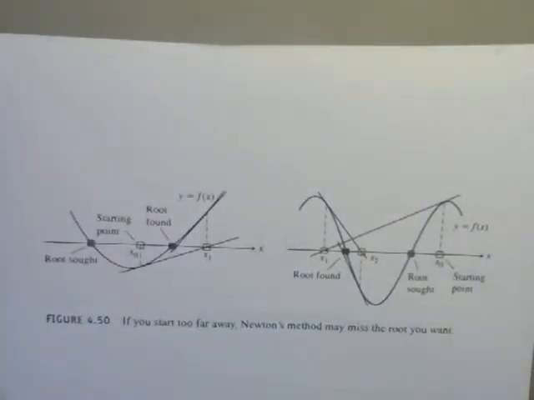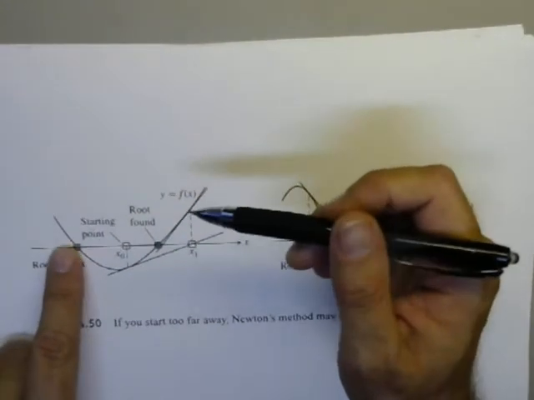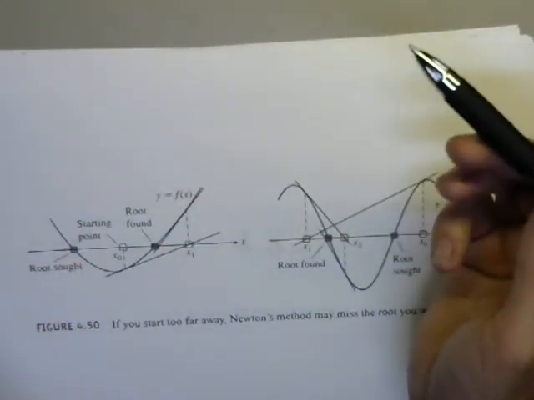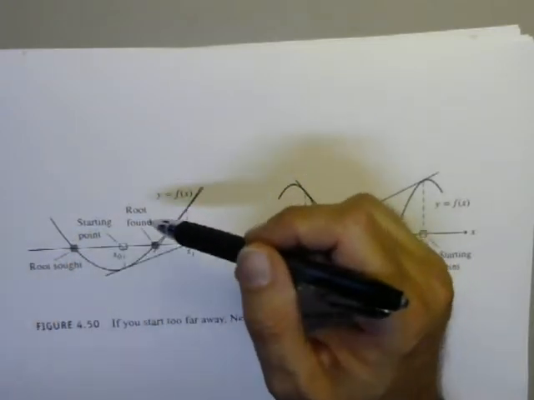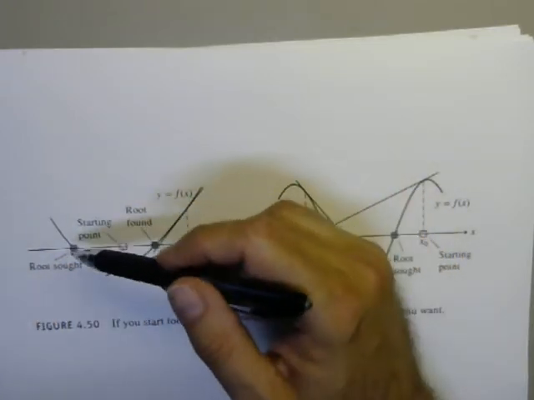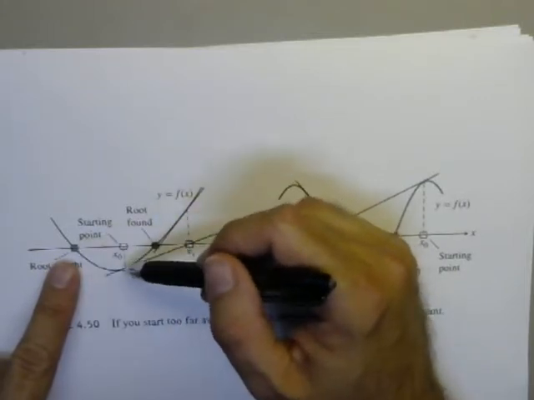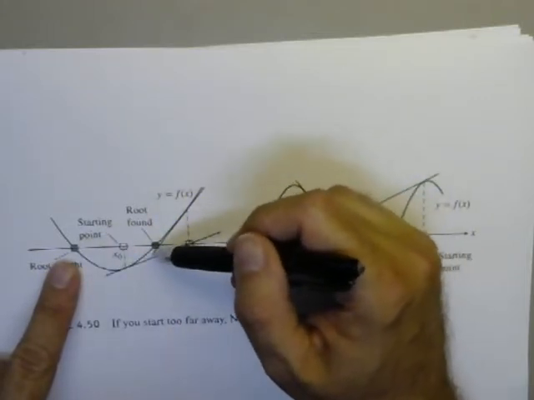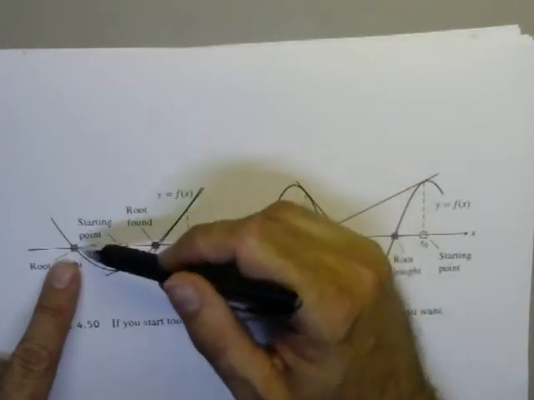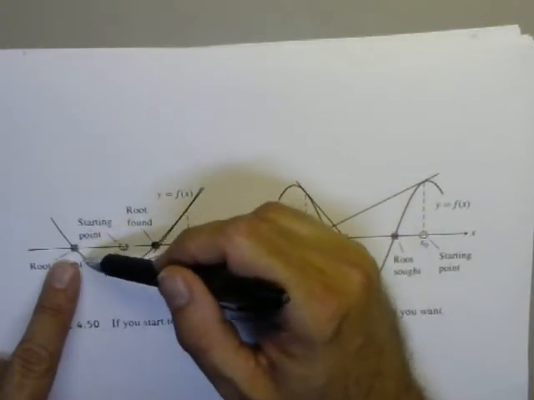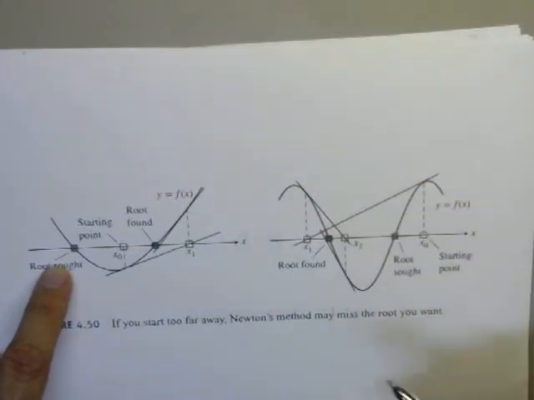A couple other things that can happen is you may accidentally find the root you're not looking for if you have 2 different roots. For example, let's say this is your starting point and you're trying to find this root, right? You could have a situation like this where it might zoom into another root. So if you have two roots like this, you want to make sure that you start closer to the one root you're looking for, right?